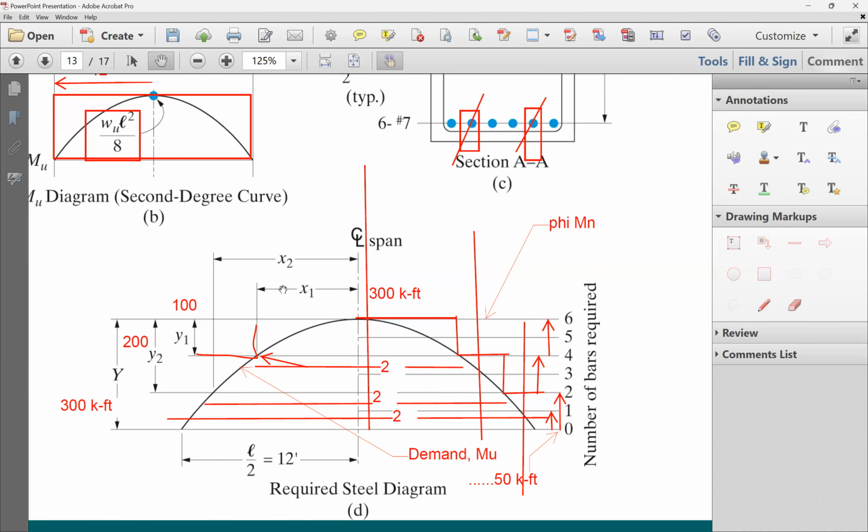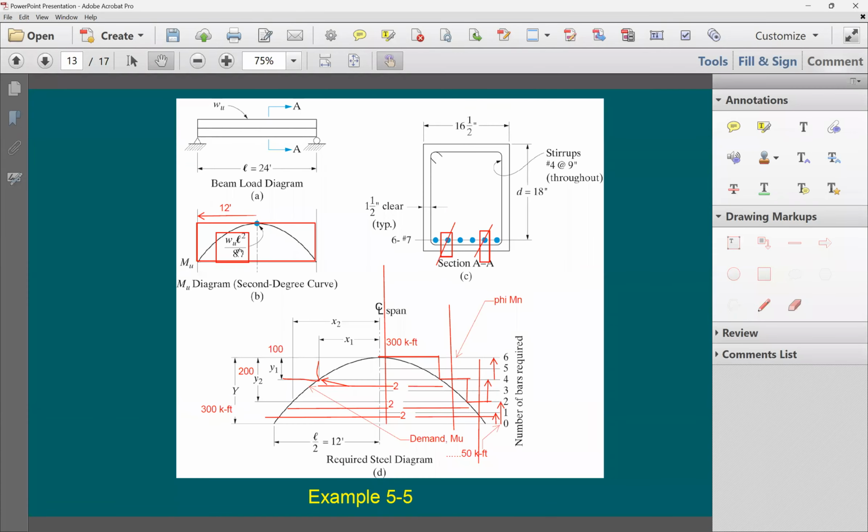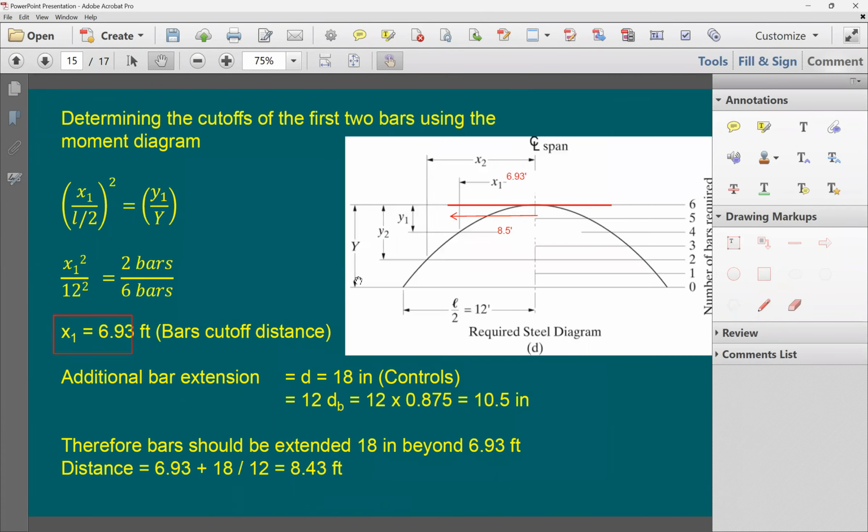So the location of x1 and x2 is going to be based on the fact that my diagram is going to be a second-degree parabola, and I should be able to solve it with this equation. This distance x1 is 6.93. I need to add 18 inches to it. Why 18 inches? Because it could be the maximum of the two: 12 d_b versus 18 inches, the depth of the beam.